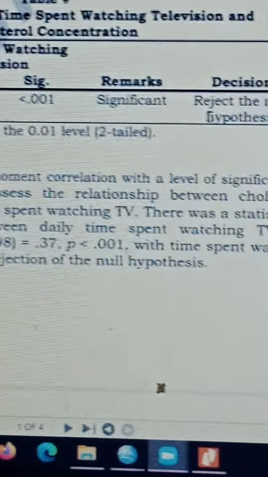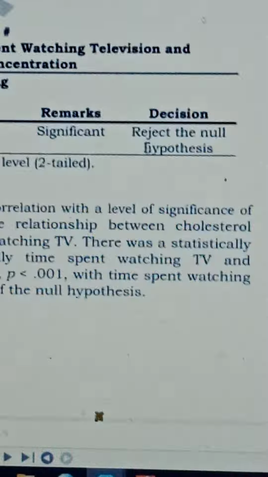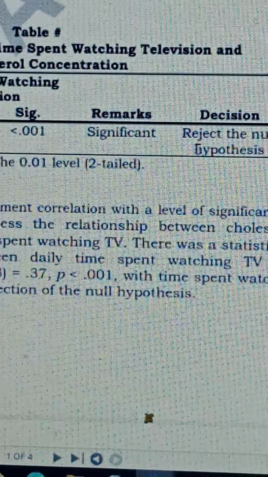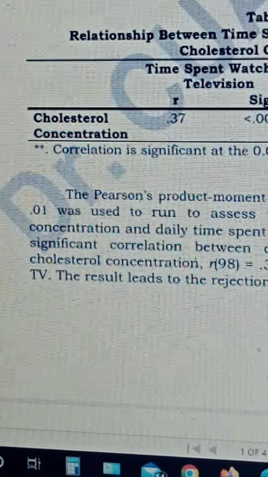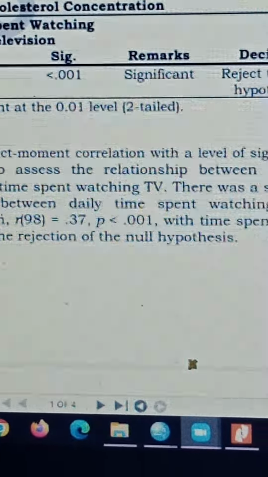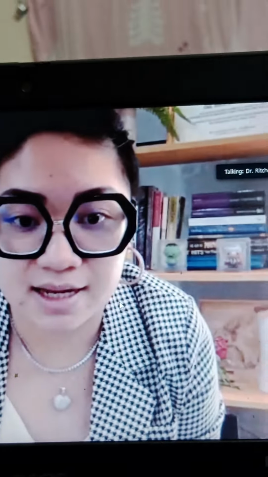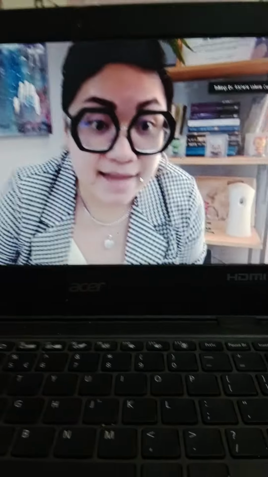Do you have questions? What are your questions before we proceed to the next test? Okay. So I'm going to share my other screen because I'm going to discuss the next test.